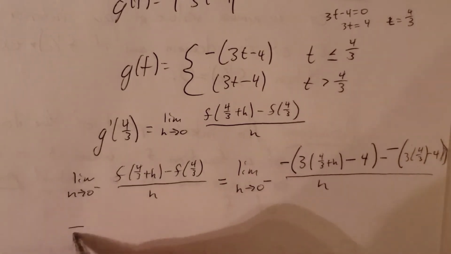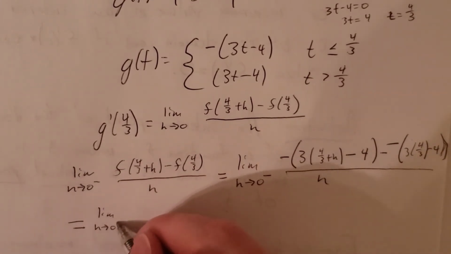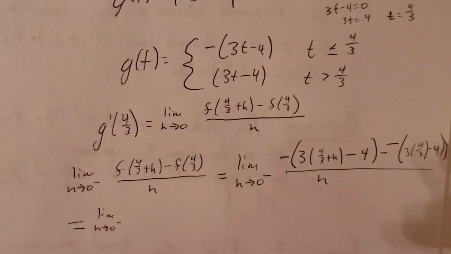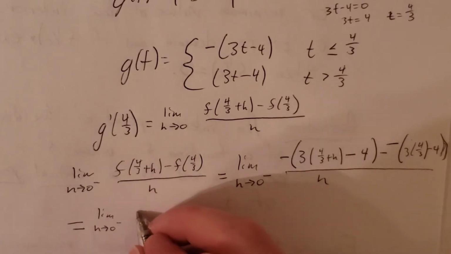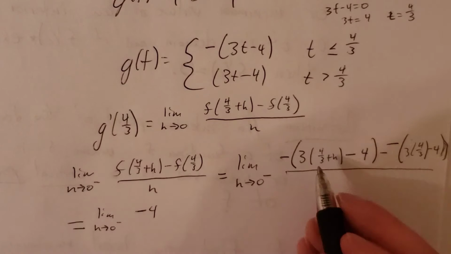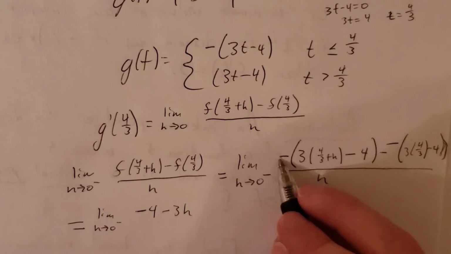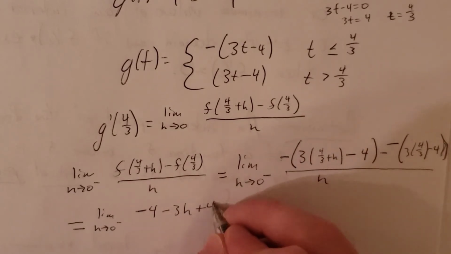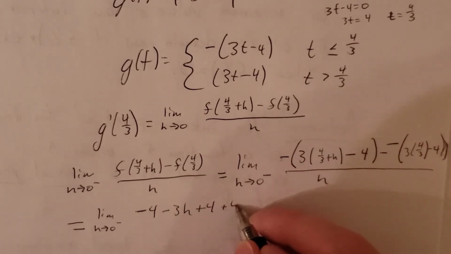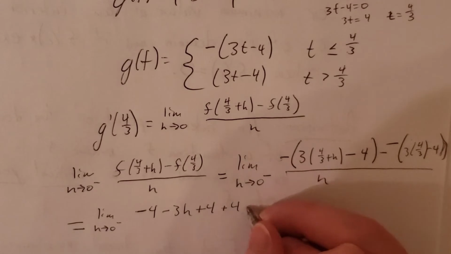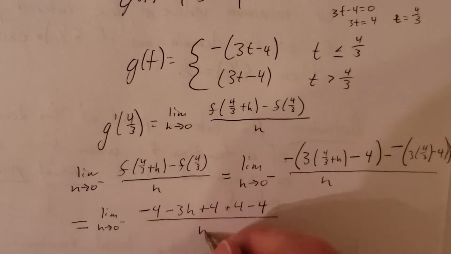All right, well, what does this end up being? Well, this is the limit as h goes to 0 from the left of, let's see here, negative 3 times 4/3 is a negative 4. Then we get a negative 3 times h, so it's negative 3h. And then we get a negative 4, so this is a positive 4. These two negatives cancel, so this becomes a positive 4 here. And then we get a minus 4 all over h.